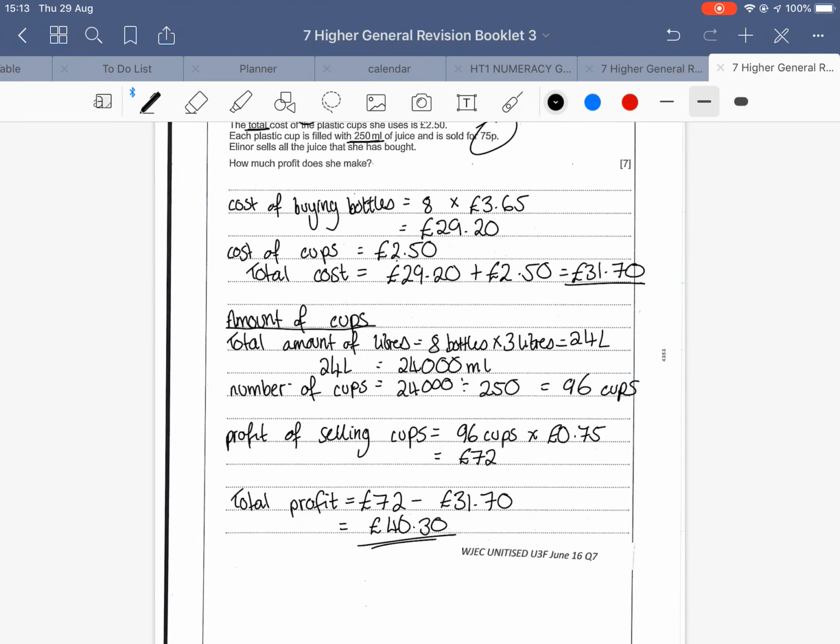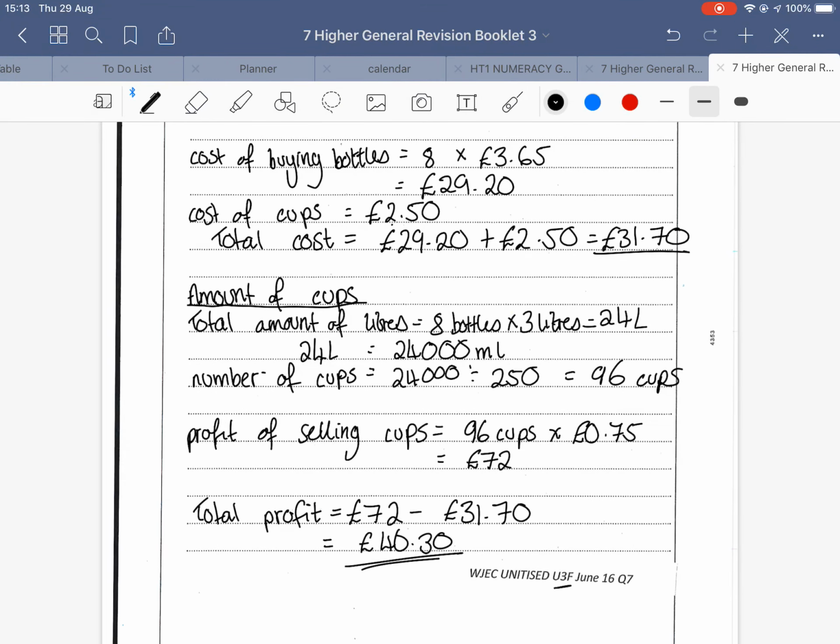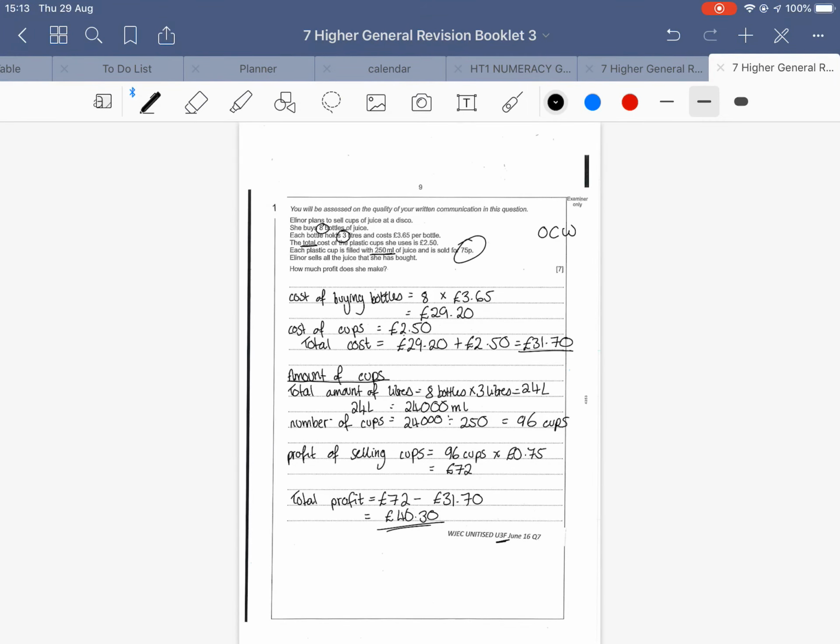Okay, so it's all structured. I know my handwriting is not the neatest, but it doesn't matter. So it's all structured. I've told the examiner what all my numbers mean. So I haven't put any numbers that are dubious, that they don't know where they've come from. And I put pound signs everywhere. I've put bottles, I've put litres. So I would get my OCW marks from that. This is also, if you notice on the bottom, it's from an F. So that means it's from a foundation paper. So you need to be able to do that.